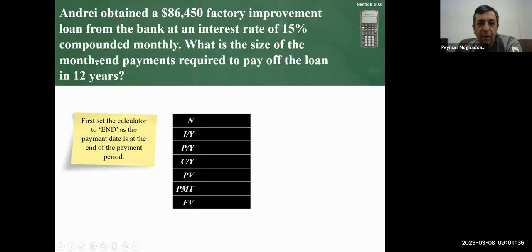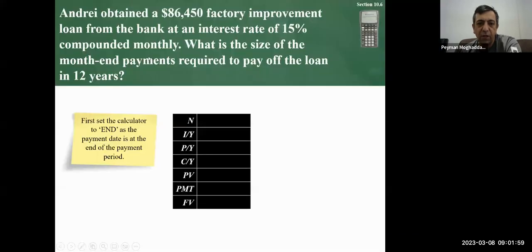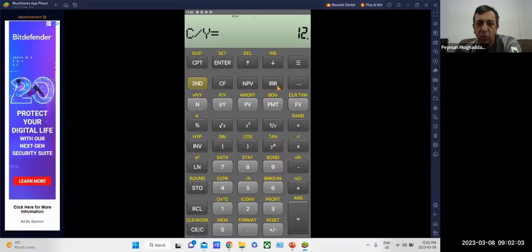We have N, the total number of payments. It's going to be 12 by 12, right? 12 years by 12 months, so it's going to be 144. That's N. So I have PV. I just need to set up the P over Y and C over Y. P over Y is 12, because you have 12 payments monthly, and C over Y is also 12, because the interest rate is compounded monthly. So it's 12 and 12.